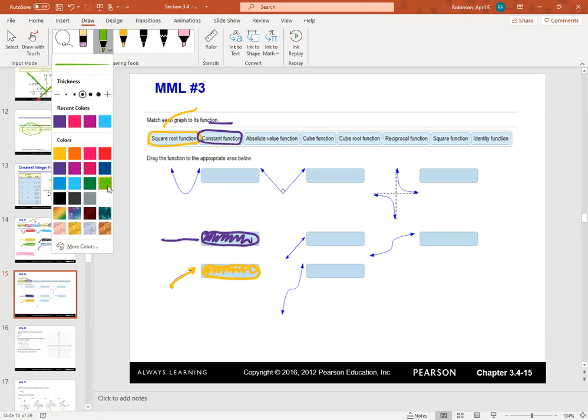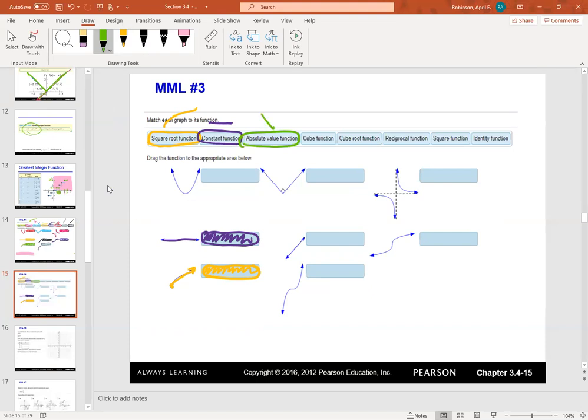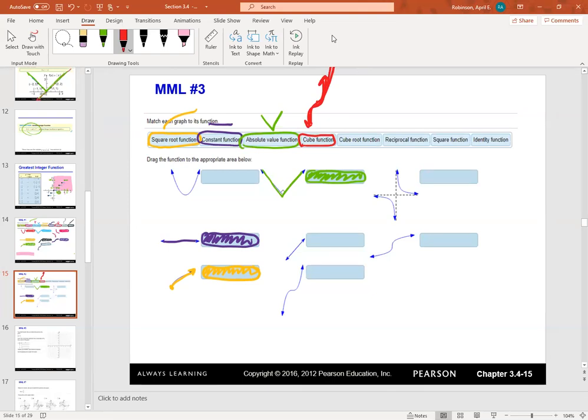Then we've got the absolute value. Absolute value is the V, so that's this one. Then I've got the cube function, and that's X cubed, so it looks like this. Remember, you're X cubing it. So when you cube a number, like 2 cubed is 8, 3 cubed is 27, 4 cubed is 64, it gets big fast. So it's shooting straight up. But when you do the cube root function, it gets smaller. So that's why it's lying flat, because you're cube rooting it.